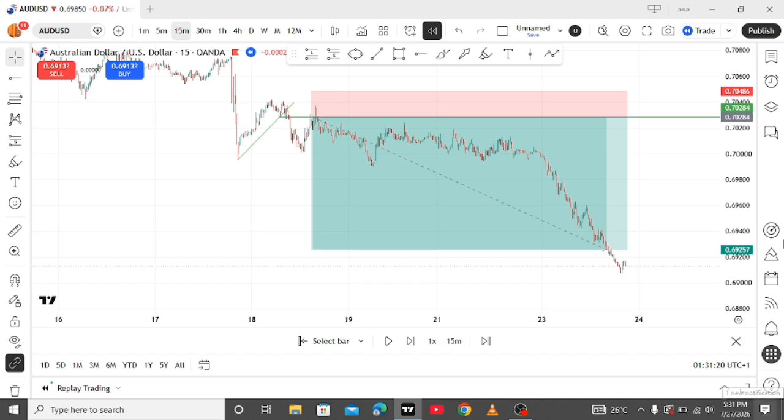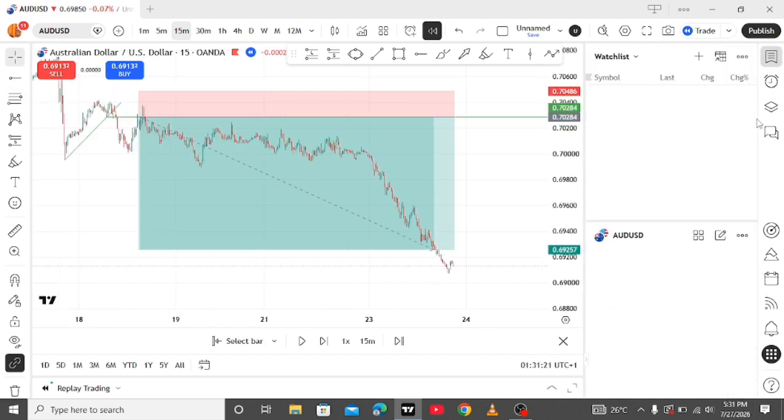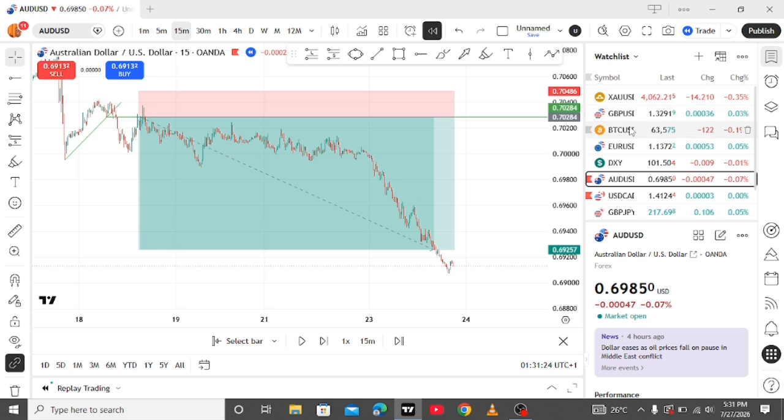So you can try this continuation pattern on other currency pairs like XAU USD, GBP USD, BTC USD, Euro USD, Dollar Index, AUD USD, USD CAD, GBP JPY. This is a minor currency pair. So you can try out this continuation pattern on any currency pair. Go backtest and see for yourself before using this strategy.